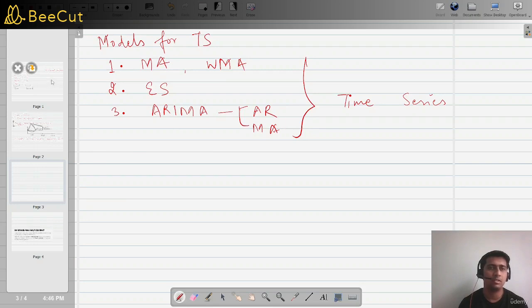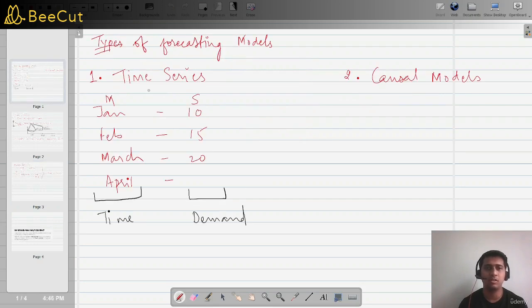So far we discussed time series models. Yeah, this is what we are discussing. Now let us jump to the causal models. What are the causal models? Causal models are the models in which time as an index is not enough. You need additional inputs to predict. Now these are a bit complicated models.